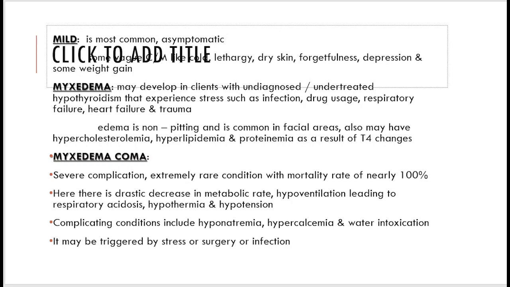So one more severe complication which we have already discussed in the beginning, that is myxedema coma. It is an extremely rare condition, but if it happens, 100% mortality rate is for sure. So there will be a drastic decrease in the metabolic rate, hypoventilation leading to respiratory acidosis, hypothermia as well as hypotension. The complicating conditions in this may include hyponatremia, hypercalcemia and water intoxication. So all these are associated with a drastically slowed basal metabolic rate.